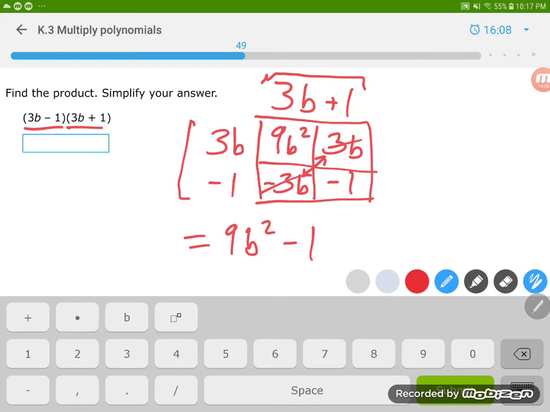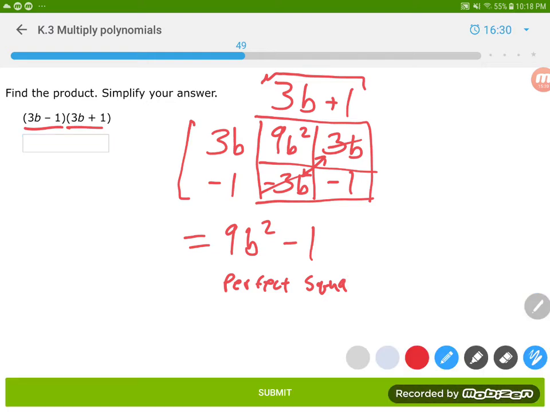And now the pattern may be a little bit hard to see with this one, but you can actually notice that these are both perfect squares. Oh, there we go. These are both perfect squares, right? 9 is a perfect square, and so is b squared, and so is the 1.